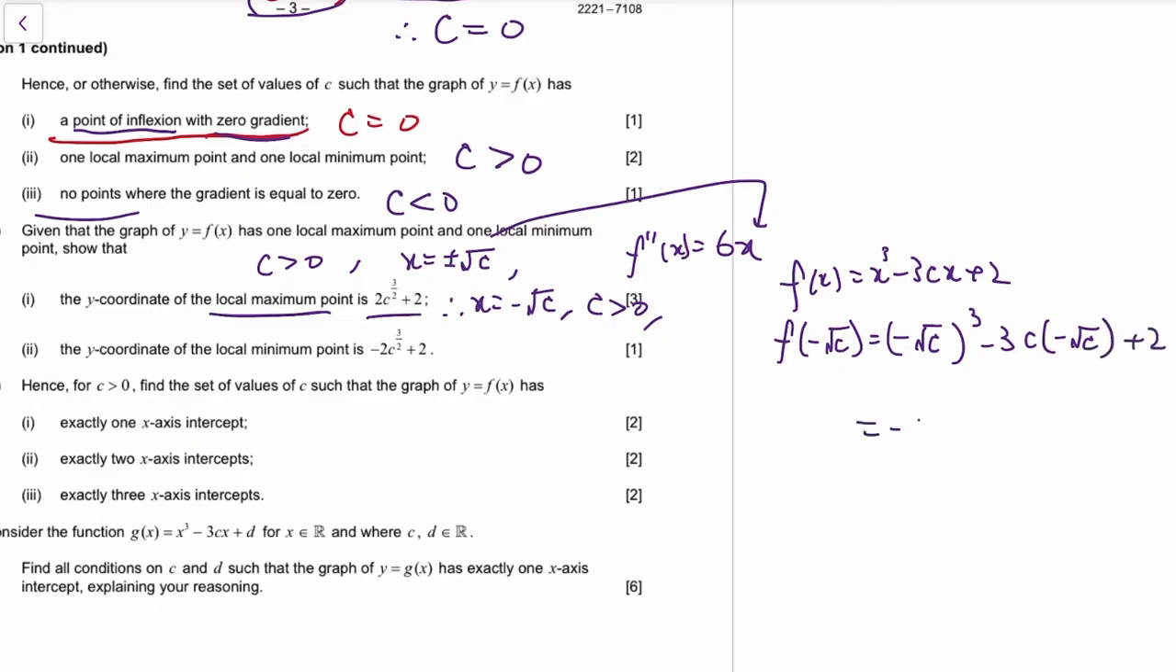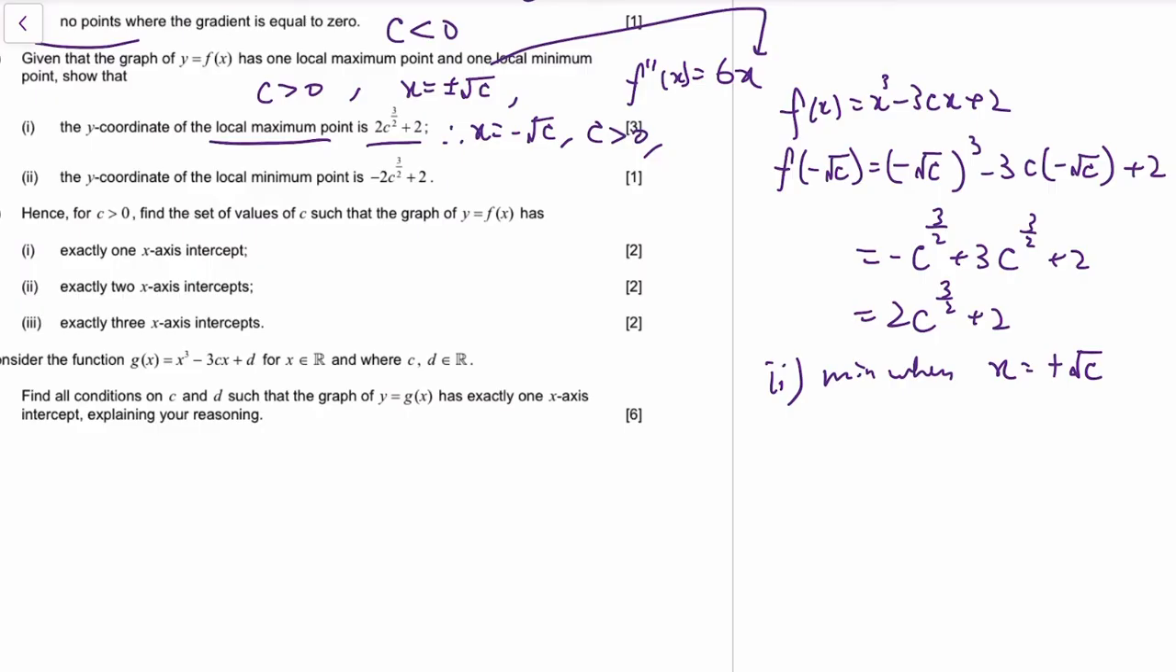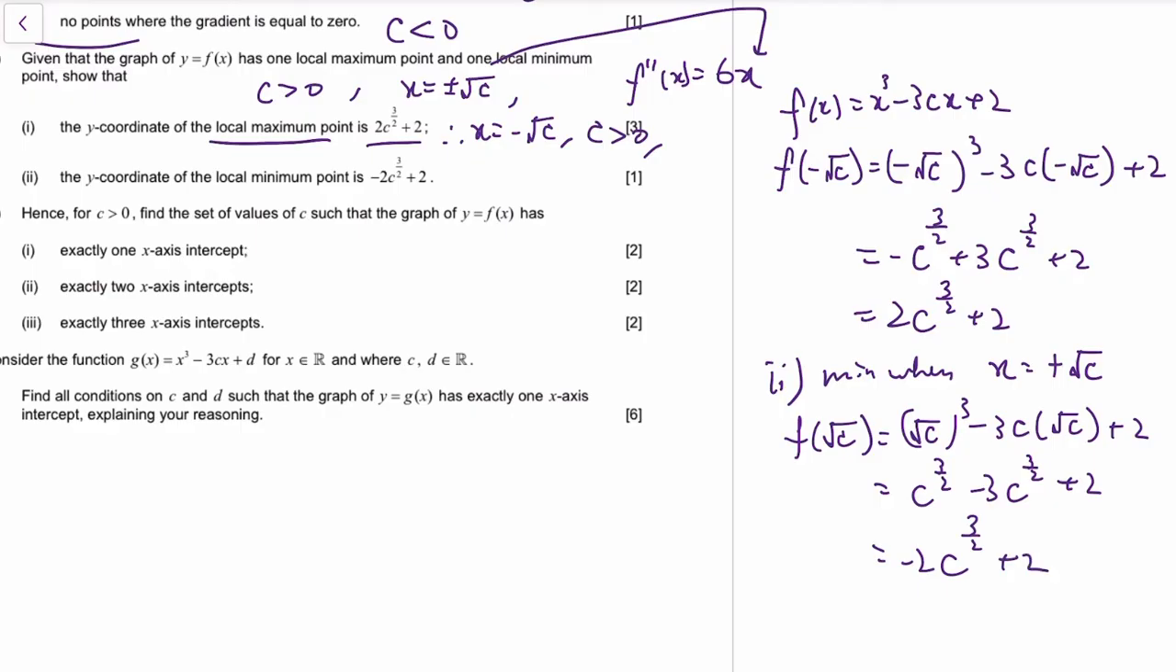So this is negative c to the power of 3 over 2 plus 3c to the power of 3 over 2 plus 2, so it's 2c^(3/2) plus 2. That's what they want. Minimum, similar. So minimum when x is negative root c, so you allow positive root c, because that's when the second derivative is positive. So if you put it in, this is 3 over 2 minus 3c^(3/2) plus 2, so it's negative 2c^(3/2) plus 2. Okay.